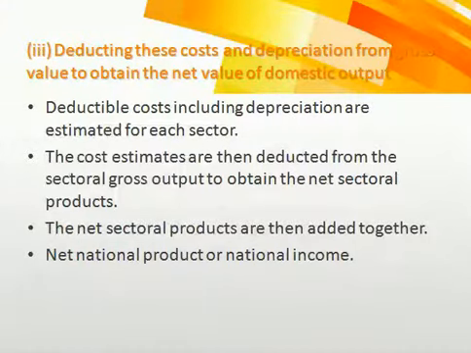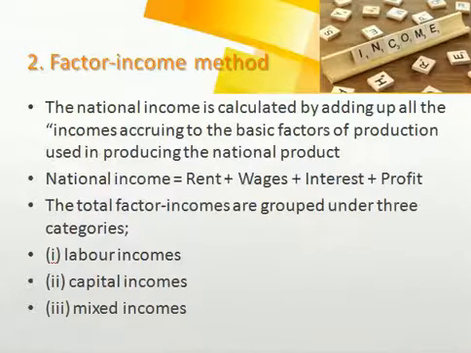Okay, the second one is the factor income method. This is quite interesting. Here, national income is calculated by adding up all the incomes accruing to the basic factors of production used in producing the national product. That means whatever income is being generated, not the monetary value of the products and services, but the income which is being generated, this will be considered.